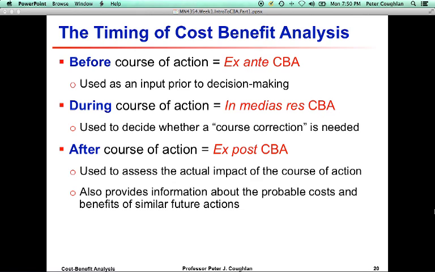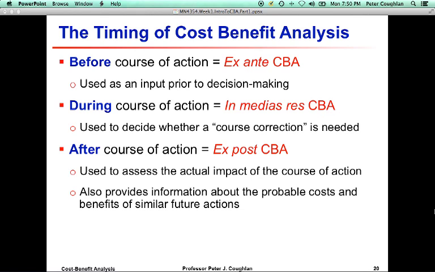You might also do a cost-benefit analysis during the course of action. You've already adopted a policy, and your question is, was that a good idea or not? Should we adjust it? Should we abandon the course of action, or should we tweak it? So this is if you need a mid-course correction, and, again sticking to the Latin, we have in medias res cost-benefit analysis. And finally, of course, there is ex post cost-benefit analysis conducted after the course of action, right? In hindsight, what were the lessons learned? Was that a good course of action? Was it a good policy, right?